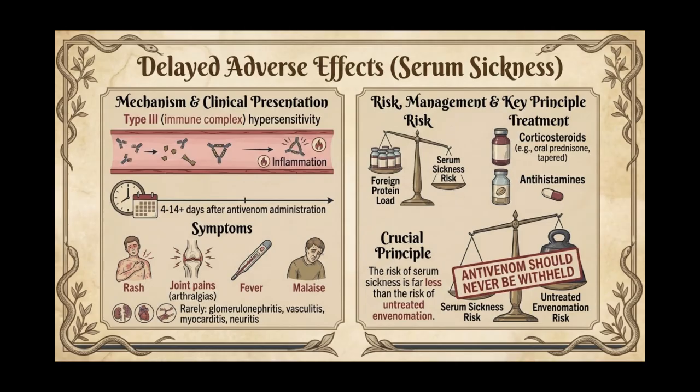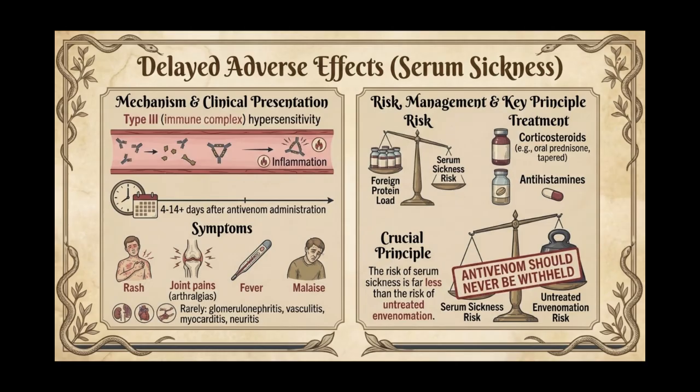This condition is characterized by the appearance of a rash, joint pains, fever, and a general feeling of malaise. In more severe, but less common cases, complications such as glomerulonephritis, vasculitis, myocarditis, and neuritis may develop. The risk of serum sickness is related to the total amount of foreign protein introduced into the patient, which depends on the number of antivenom vials administered.